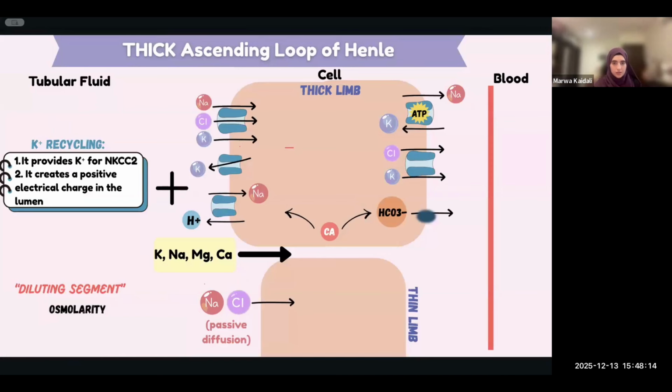So we said over here that the ascending limb is impermeable to water, okay? So water is going to stay within the tubular fluid. And as you can see, we have a bunch of different channels, and all of these are going to take in solutes. So we're going to have a lot of solute reabsorption. So eventually, the tubular fluid is going to become more dilute, and when we say more dilute, it means that we have less solutes within a substance. So this is going to basically decrease the osmolarity. So this is why it is called the diluting segment. Okay.